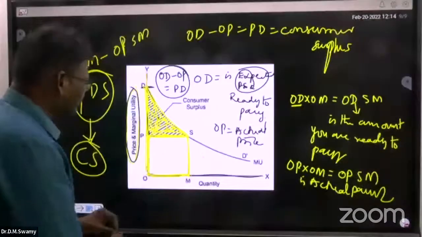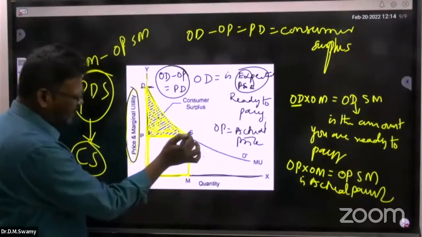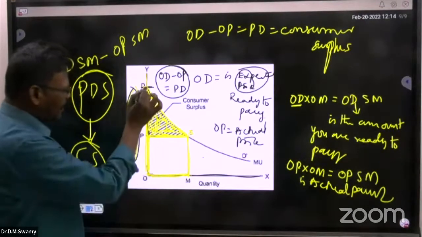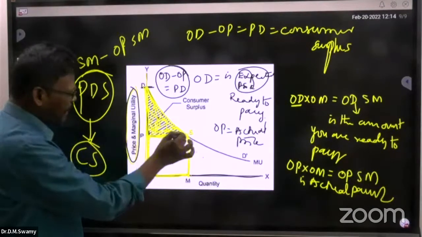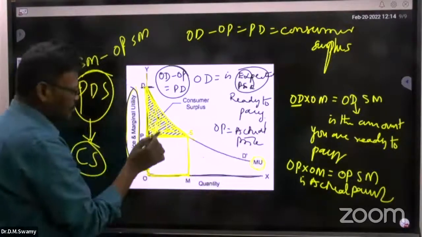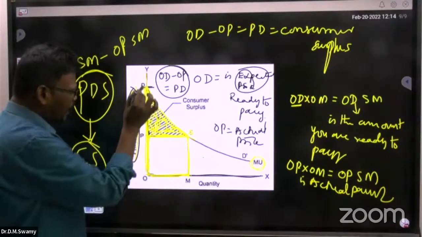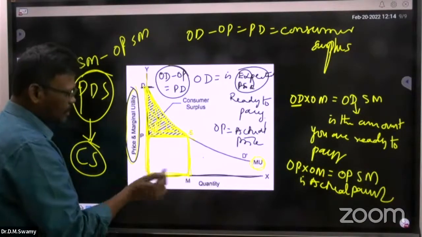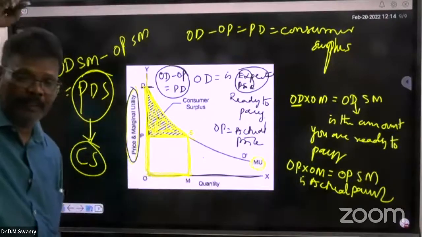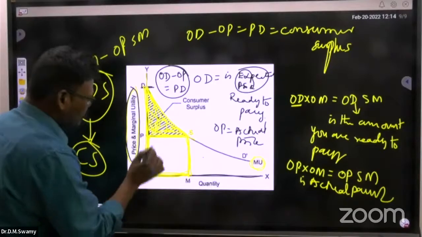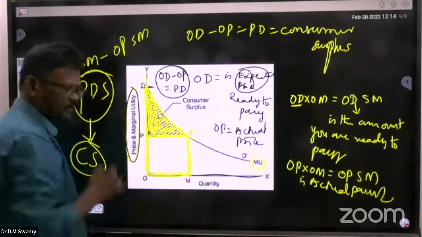SM, sir, SM. Yes. OM is the product. Since it is the demand curve, the price curve, marginal utility means price curve. Since you are ready to pay this much for each commodity, the total will come like that. This is the amount you are ready to pay for the total product, but you only paid this amount. So this is called consumer surplus.